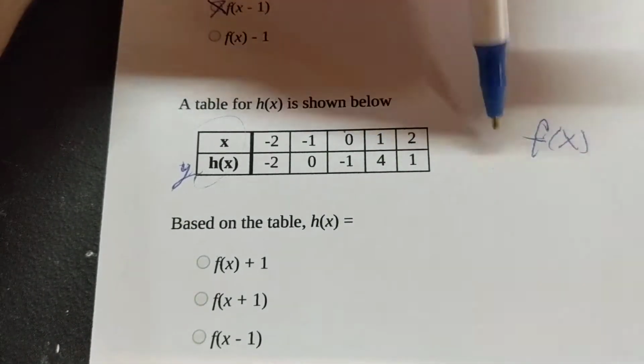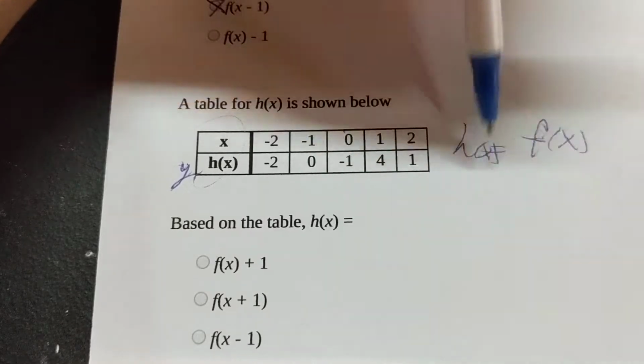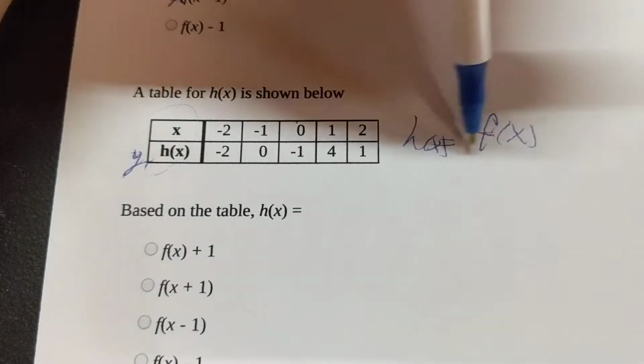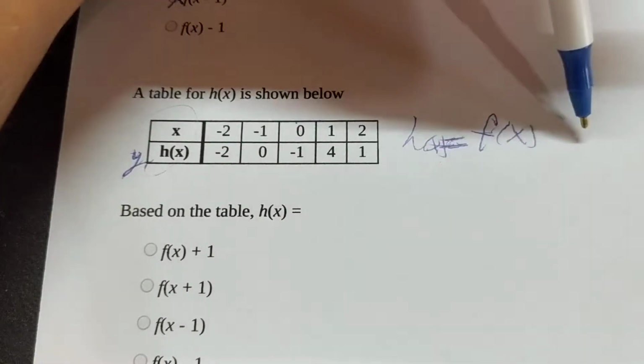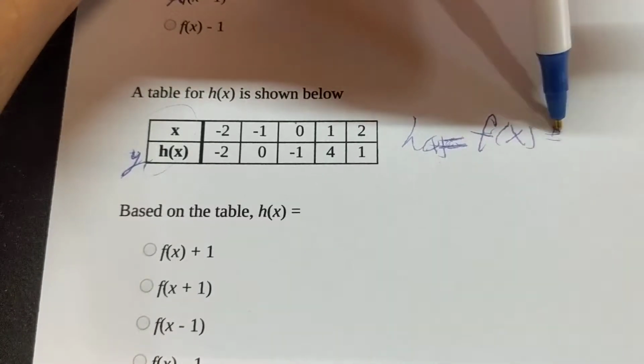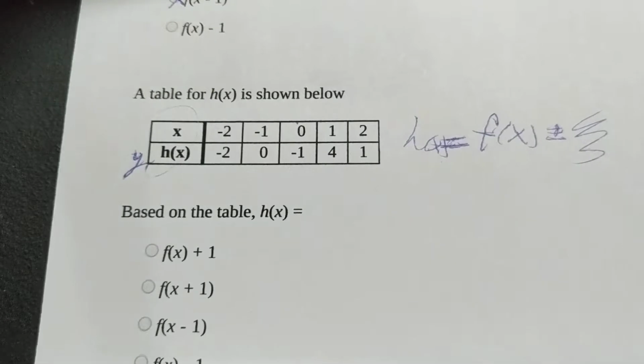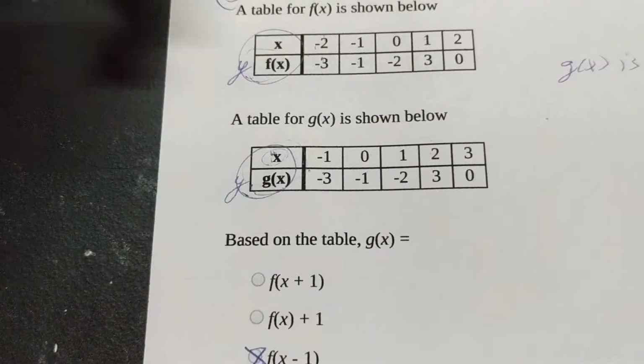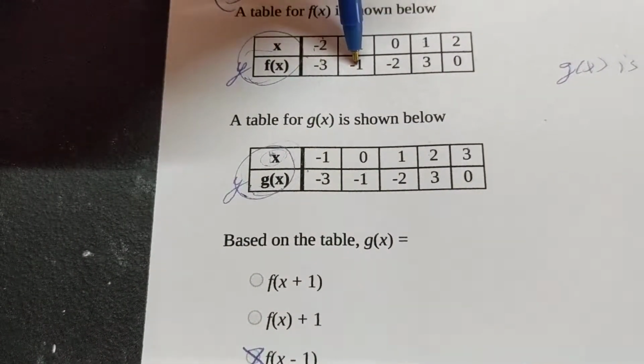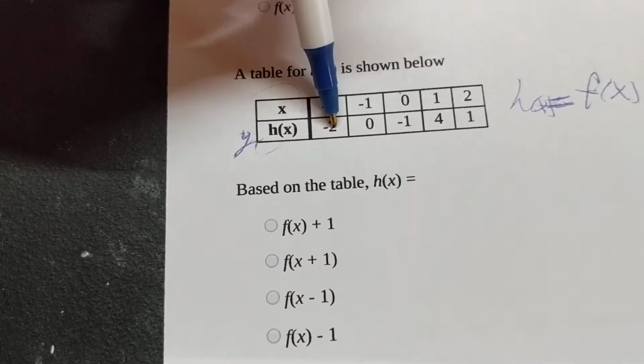But h of x will be something like, sorry about the notation there, equals f of x plus or minus some number after I do the f of x thing. And so let's look at that. How much did it change? We have -3 and -1 and stuff. This one is -2 and 0.